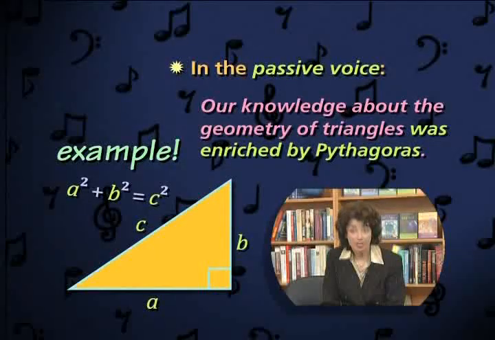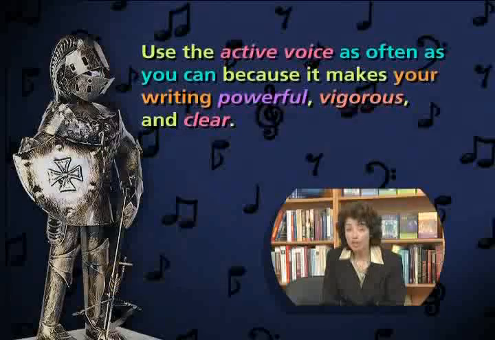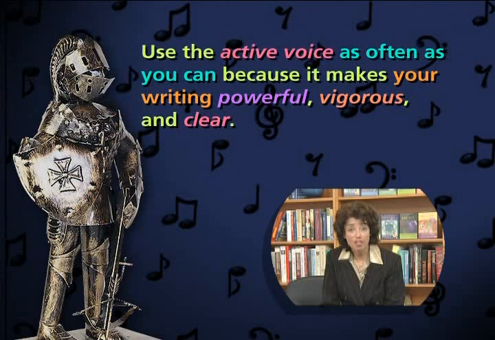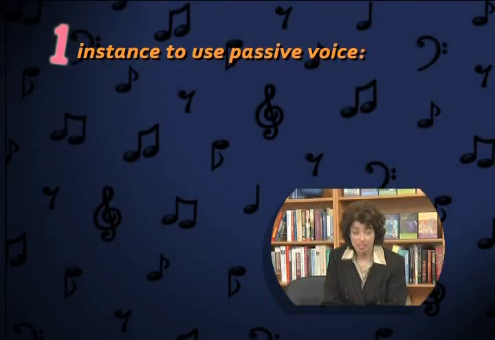Our knowledge about the geometry of triangles was enriched by Pythagoras. In the active voice, I take my subject, Pythagoras, and I place it first. Pythagoras enriched our knowledge about the geometry of triangles. It's a much better sentence because it's more direct and to the point. You're going to want to use active voice as often as you can because it makes your writing powerful, vigorous, and clear.